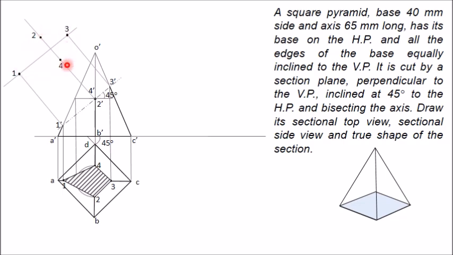Now join all these points and draw hatching lines. So I have joined all these points with thick lines and shown these hatching lines. So this is my true shape of the section. Now we have to draw the side view. In this case we will draw the left hand side view because the section surface will be visible in this view. We draw the side view beside the front view.